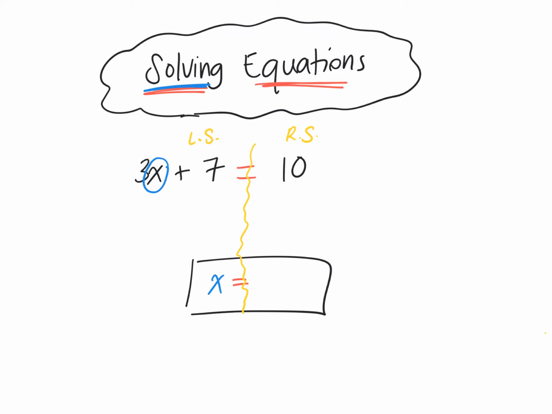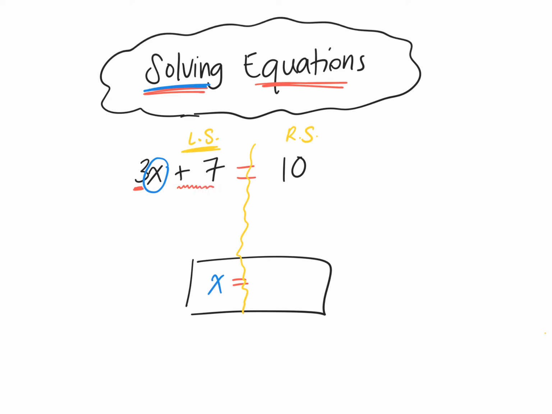What you're trying to do is get the x variable by itself. So you have to look at the left side of the equation. We're trying to make x alone, right? We're trying to get it by itself. So we have to see what else is around the x. There's a 3. This means 3 times x, and there's a plus 7.